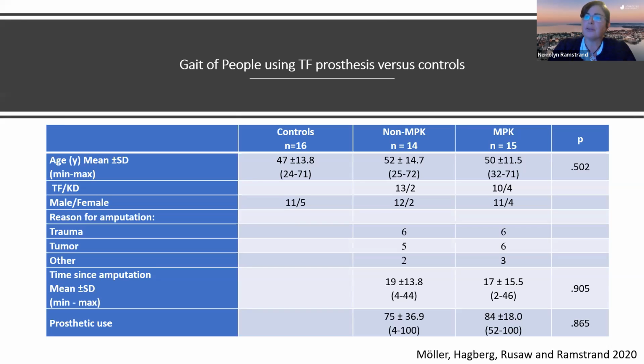They were active prosthesis users, so most of them were either trauma or tumors. The time since amputation was very long, so they were established prosthesis users. We're not talking about the controls here, of course. There was no difference between our non-microprocessor controlled and our microprocessor control group. That's important here in these particular parameters. Prosthetic use scores were also relatively similar. But the first question I'm going to present is just, is there a difference between prosthesis users and able-bodied controls?